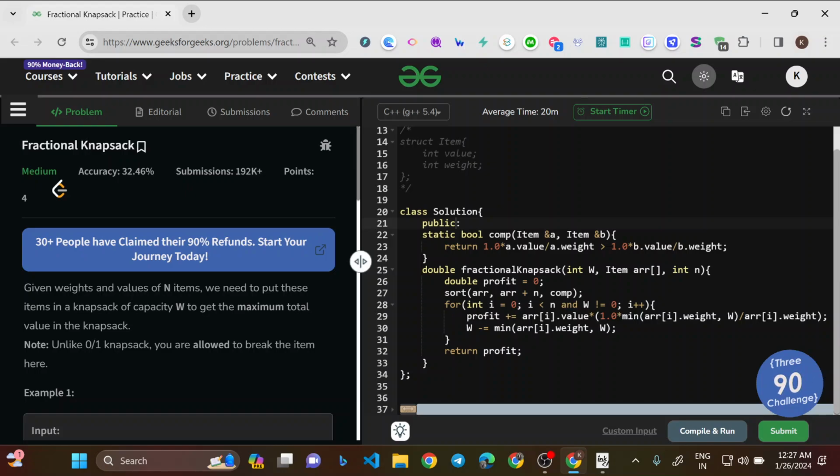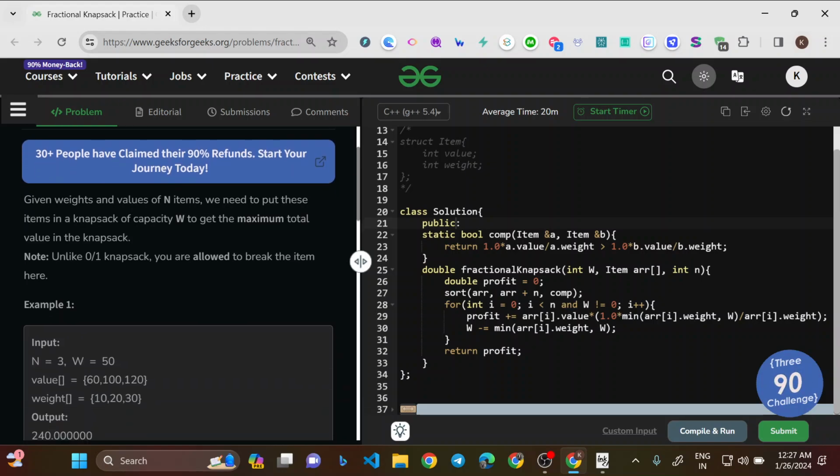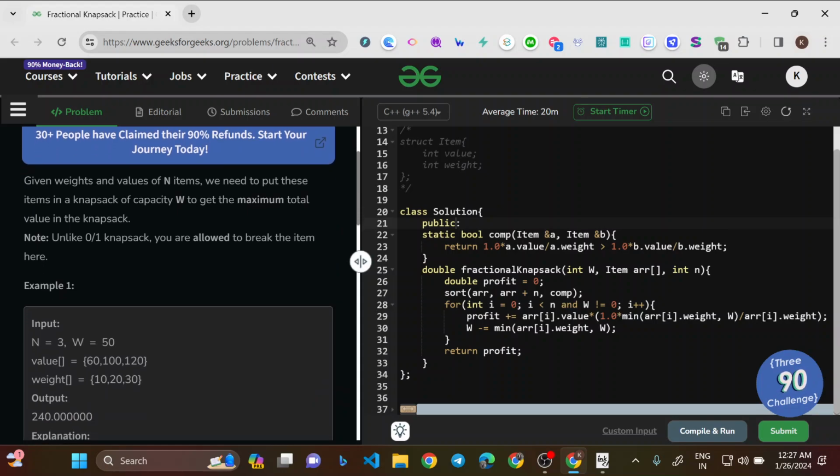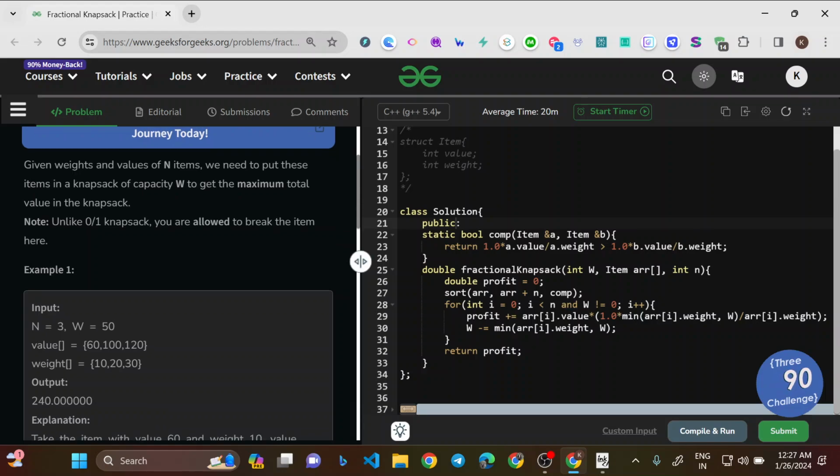So anyways, let us solve today's problem of the day, fractional knapsack. It is a medium level problem, and it's the problem of the day on Geeks for Geeks today. So what is the problem saying? Given weights and values of n items, we need to put these items in a knapsack of capacity W to get the maximum total value in the knapsack. This might be confusing at the very first instance, but need not worry. We'll see that in a brief way through the examples.